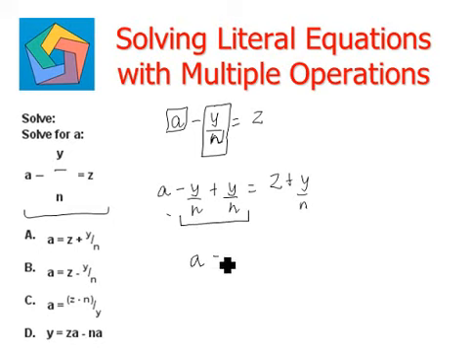a is equal to z plus y divided by n is the answer. This can be seen in option A, which is the correct answer, and it matches what we have solved. I hope solving literal equations with multiple operations is not a difficult task.